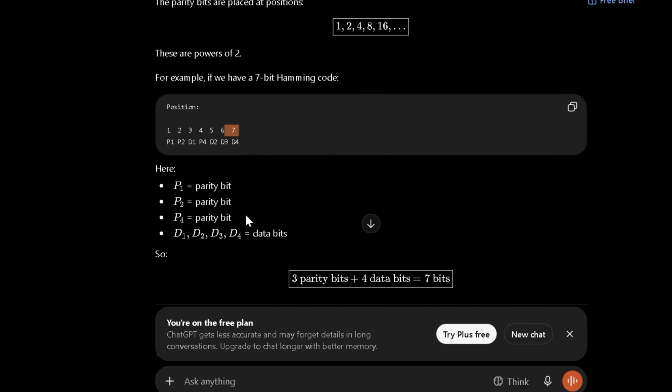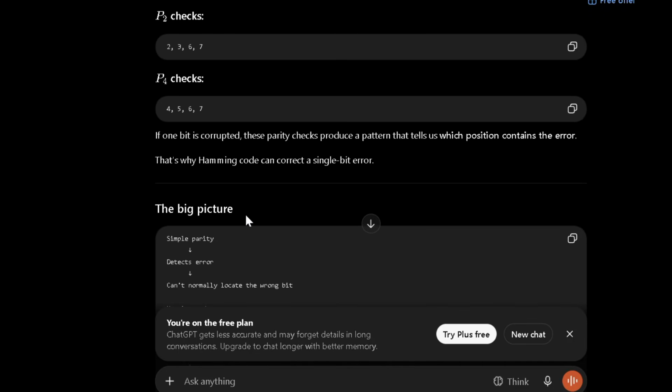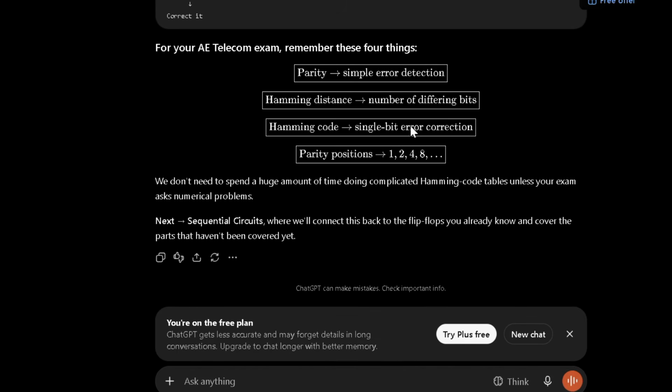If one bit is corrupted, these parity checks produce a pattern that contains the full position of the error. That's why Hamming code can correct a single bit error. Okay. Don't spend a huge amount of time on complicated Hamming problems unless you have an exam numerical problem. So Hamming distance, Hamming code, parity bit positions. Okay, we'll stop here. We'll study later.